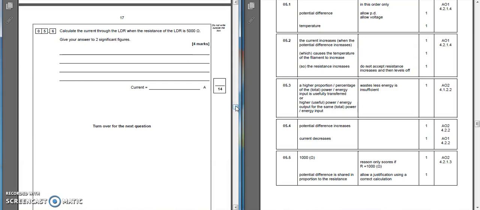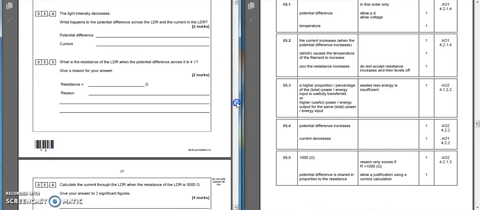For question 5.6, calculating the current through the LDR when the LDR's resistance is 5000 ohms. Now, first of all, if you didn't get full marks, it might well be because the resistance in your calculation isn't going to be 5000 ohms. So let's go back up and look at why.